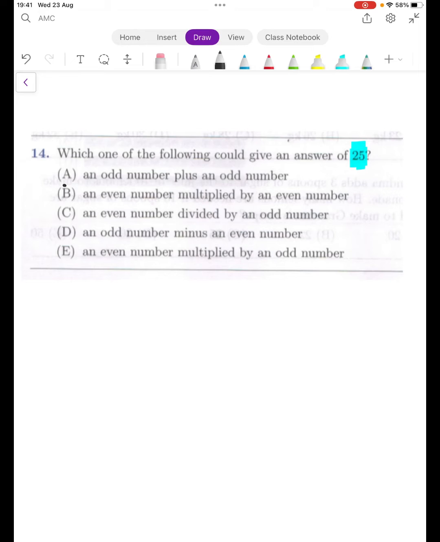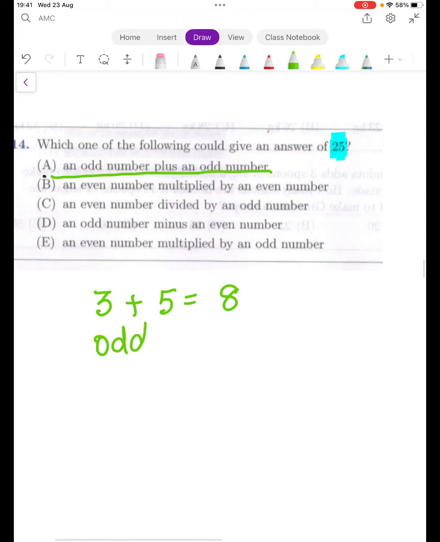Let's see the first option. An odd number plus an odd number. Now, if we add any two odd numbers, the answer is always an even number. Odd plus odd always gives an even number as the answer. So this cannot be our answer. You can try with different examples. Now, let's try the second one.